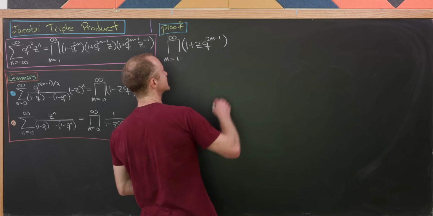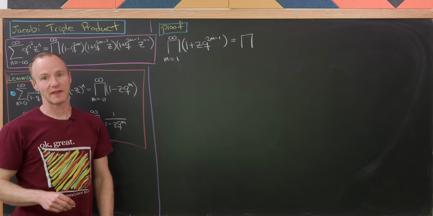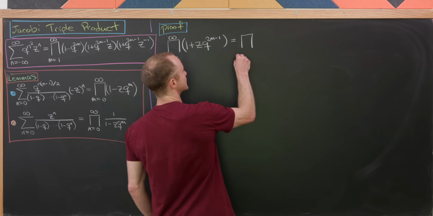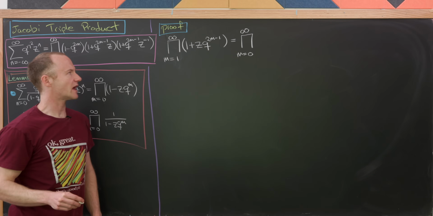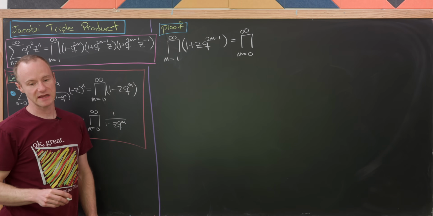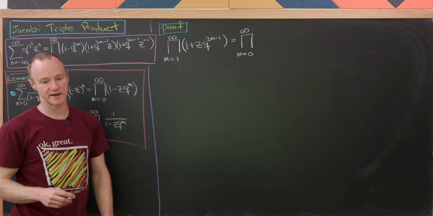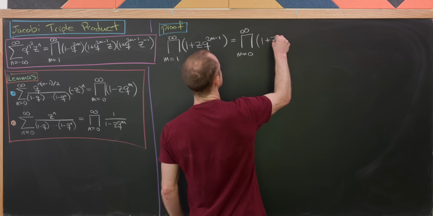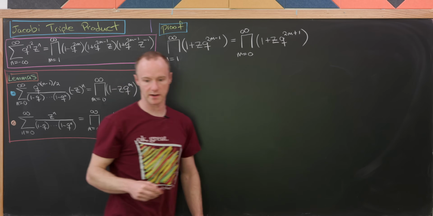And we're going to start with a very trivial first step, and that's going to be a reindexing step. So I'm going to reindex this so I start at m equals 0. If you like, that means that we're going to replace all of the m's with m plus 1s. That moves our starting point down from 1 to 0. And then we're going to have 1 plus z times q to the 2m plus 1.